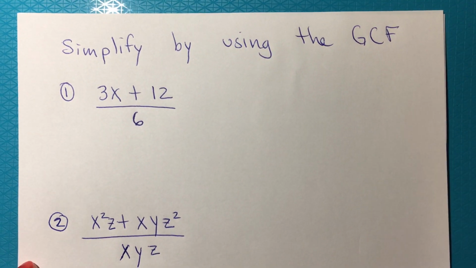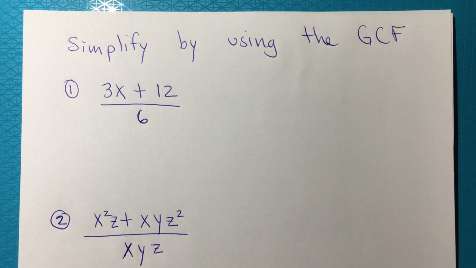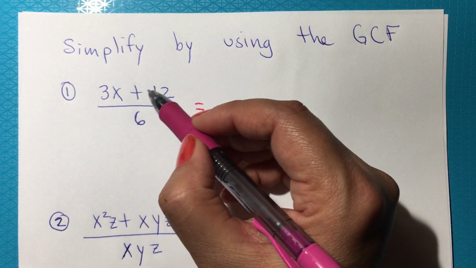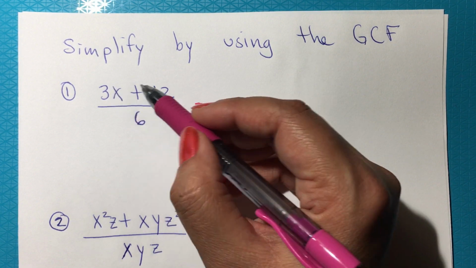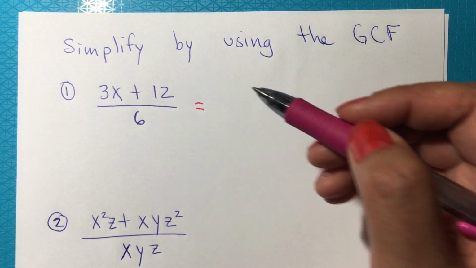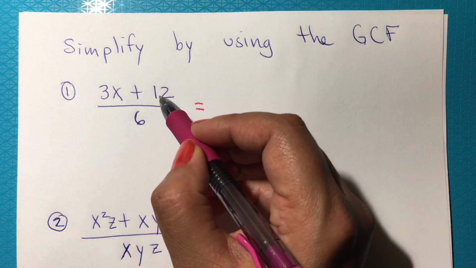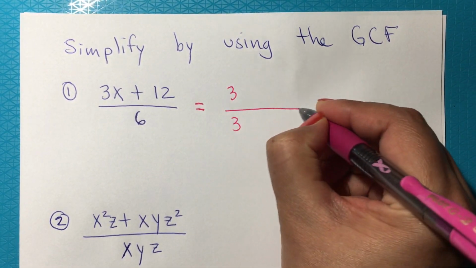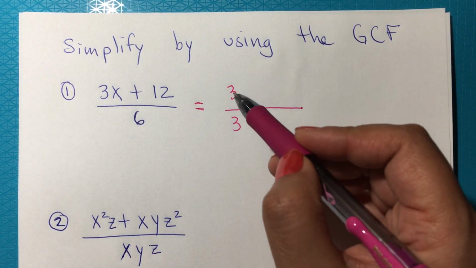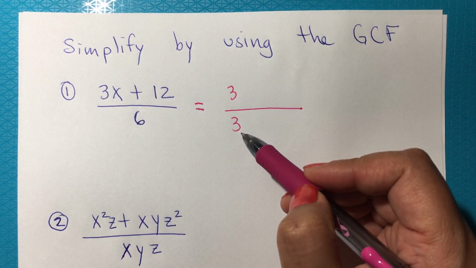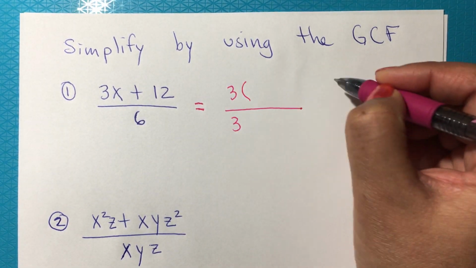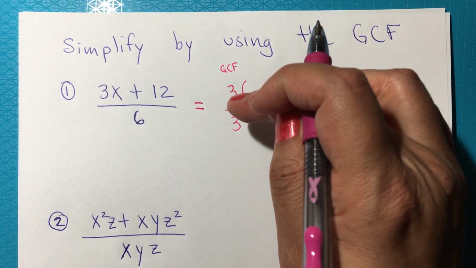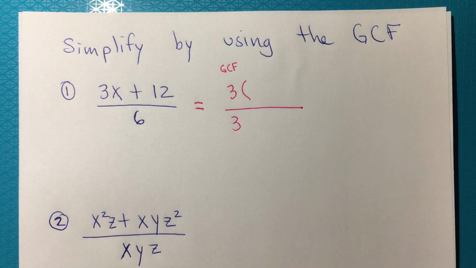For the next part, it says simplify by using the greatest common factor. What we're going to do is to find the greatest common factor of all three terms, numerator and denominator. And so what goes into 3x, 12, and 6? It's 3. But in this case, we're going to write that in the numerator and in the denominator. And then we're going to start factoring. So this basically is our greatest common factor, but now we have to use the greatest common factor on both.